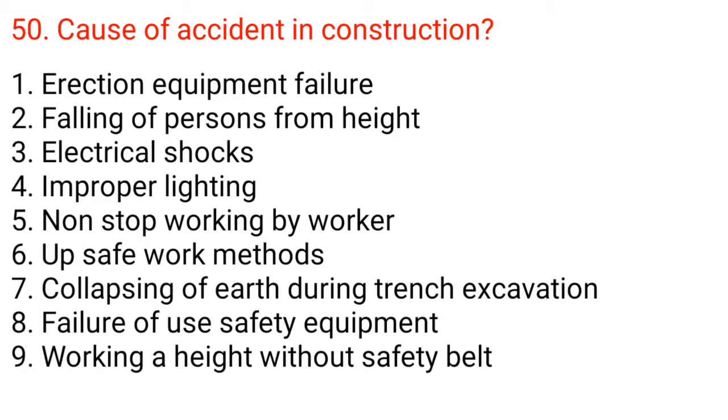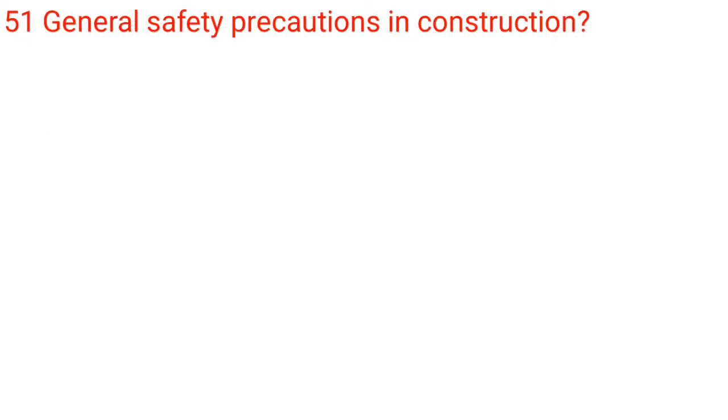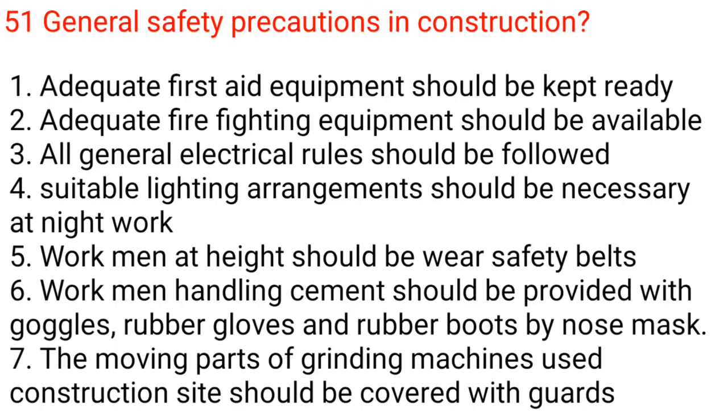8. Failure to use safety equipment. 9. Working at height without safety belt. 51. General safety precautions in construction. 1. Adequate first aid equipment should be kept ready. 2. Adequate firefighting equipment should be available. 3. All general electrical rules should be followed. 4. Suitable lighting arrangements should be made for night work.